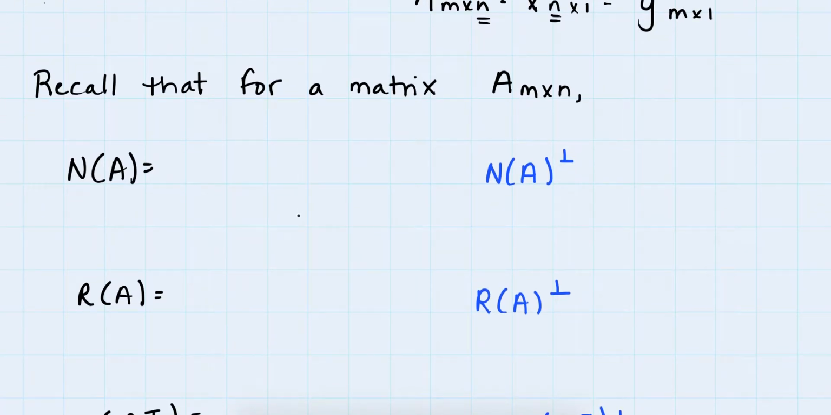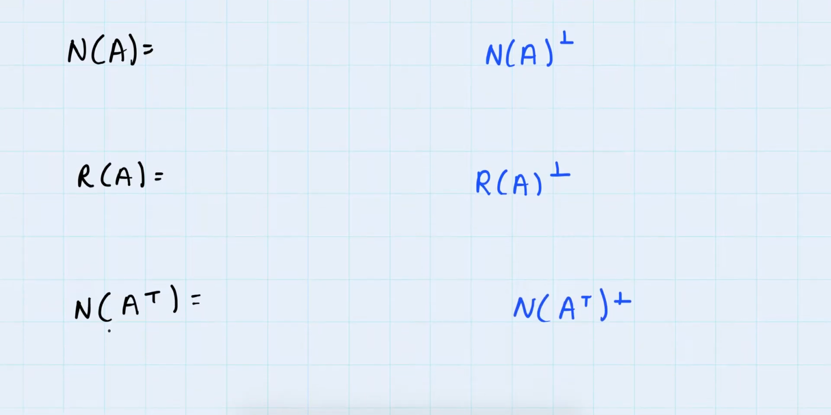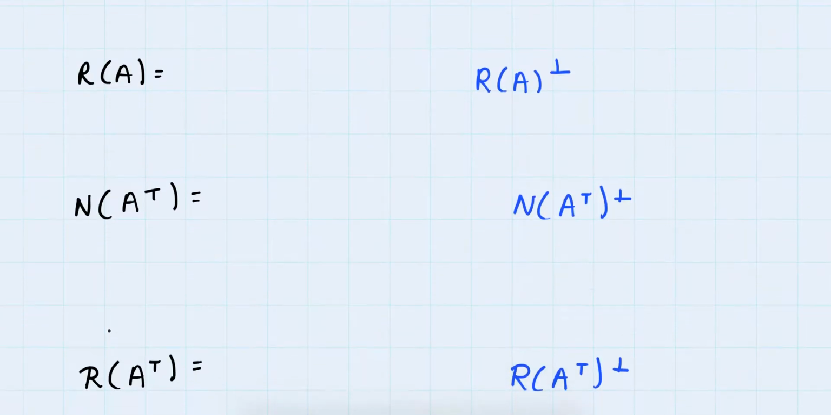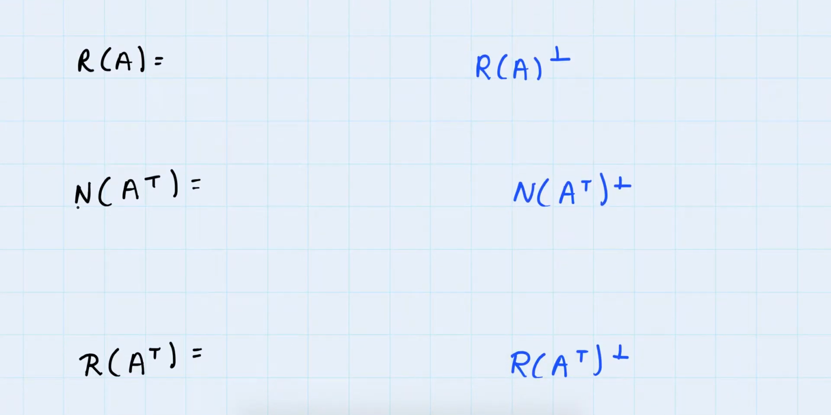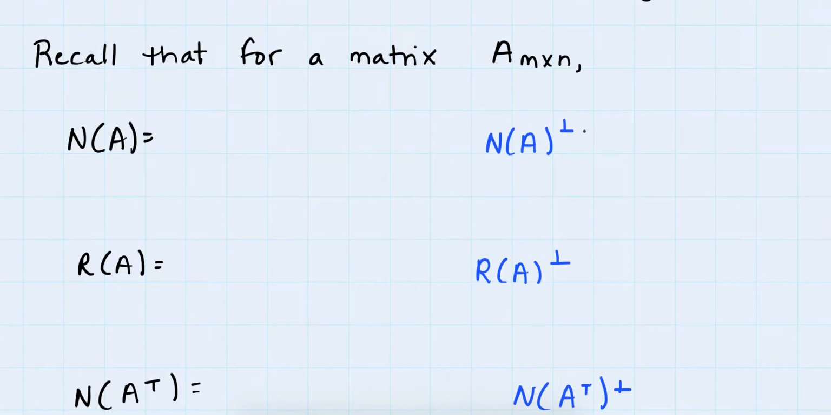I want to write down the definitions of the null space of this matrix A, the range of the matrix. I also want to talk about the null space of the transpose of the matrix and the range of the transpose of the matrix. And then we're going to talk about the orthogonal complements to all of these subspaces.